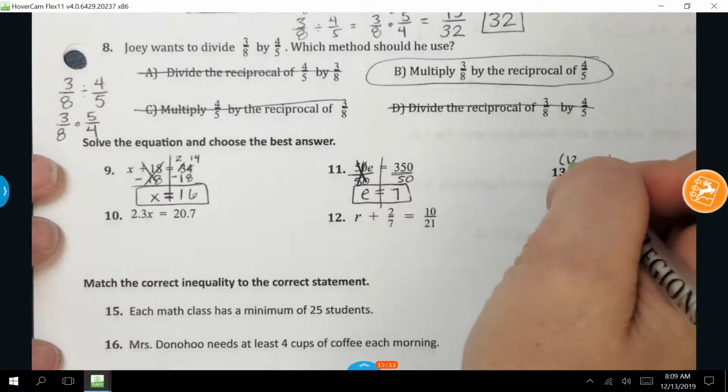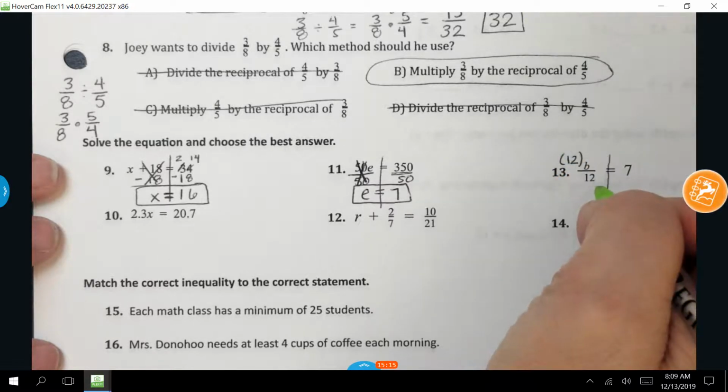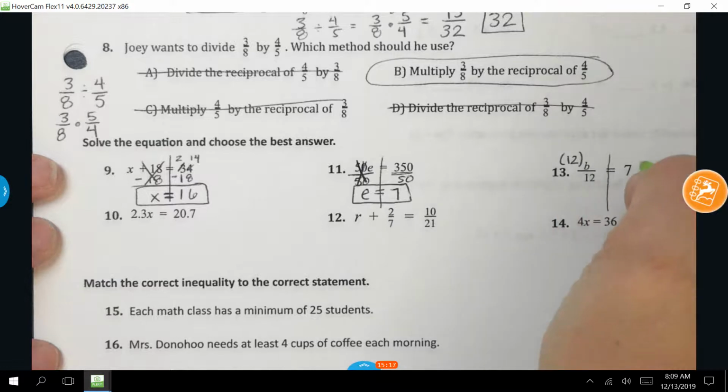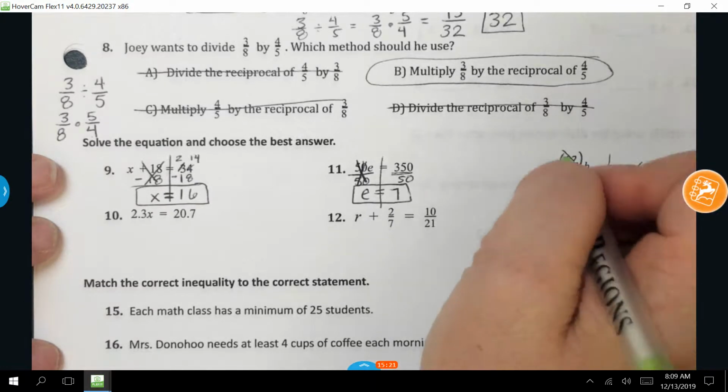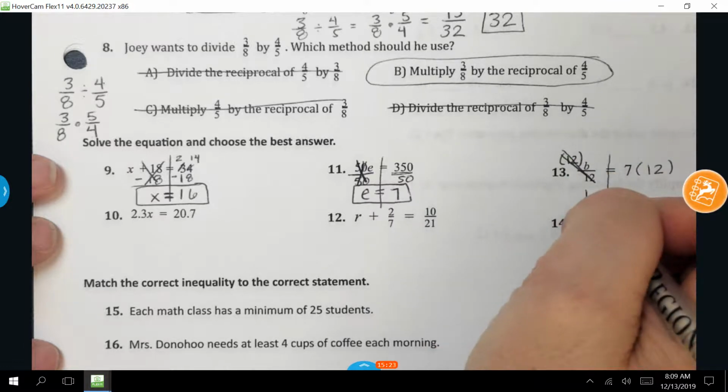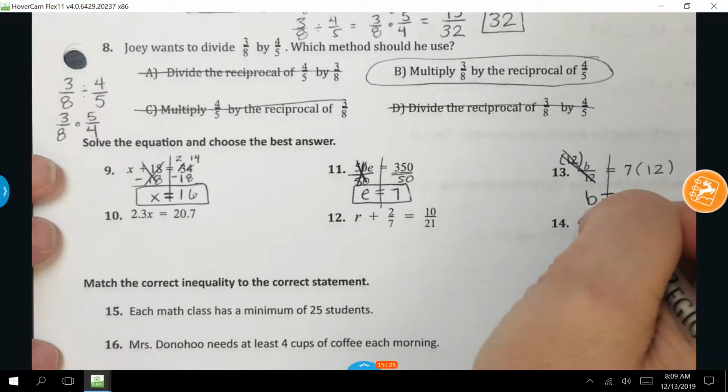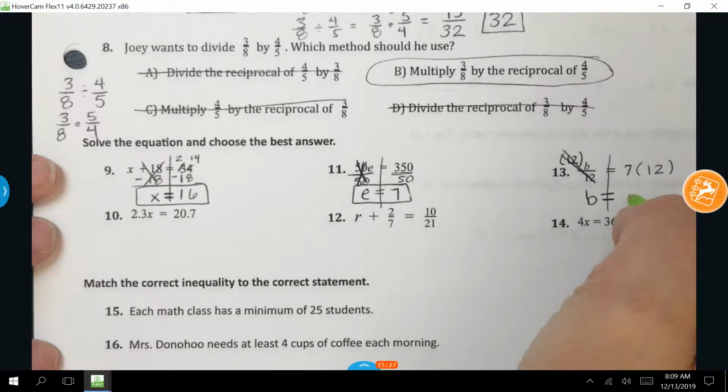Multiplication. Remember, if we divide on the bottom, we're going to multiply on the top, and I'm going to write it on the other side as well. So 12 and 12 go away. Remember, that was what's next to my letter. We always use what is next to our letter. And 7 times 12? 84.